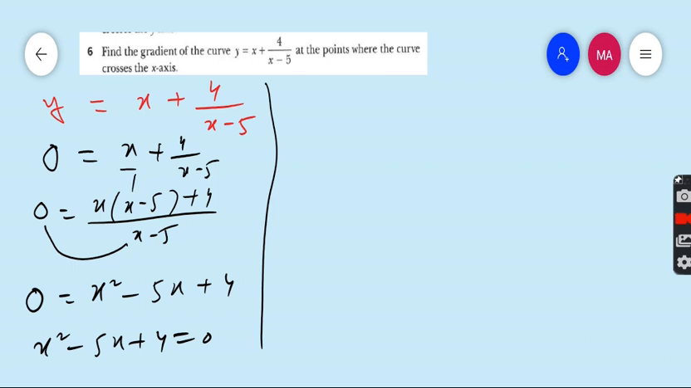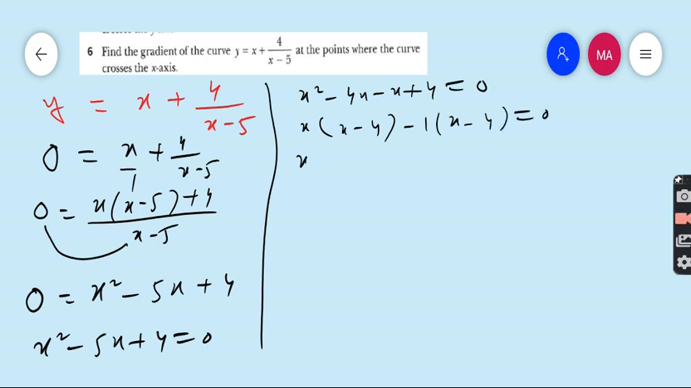4 ones are 4, 4 and 1 make 5. So x square minus 4x minus x plus 4 equals 0. x is common, x minus 4; minus 1 is common, x minus 4. So x minus 4 times x minus 1 equals 0. x equals 4 and x equals 1. So we have to find the gradient for these two values.